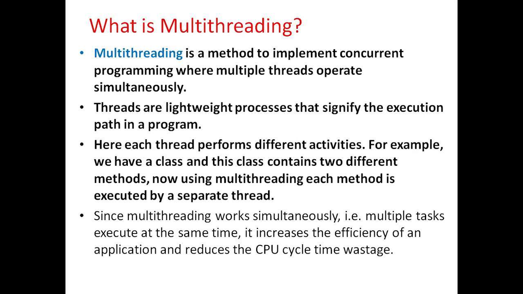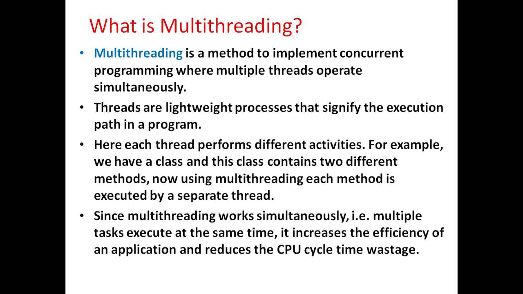Here each thread performs different activities. For example, if we have a class and this class contains two different methods, then using multithreading, each method is executed by a separate thread. Since multithreading works simultaneously, that is, multiple tasks execute at the same time, it increases the efficiency of an application and reduces the CPU cycle time wastage.